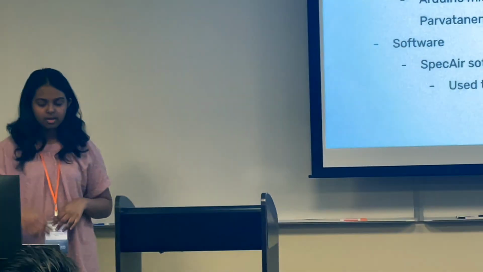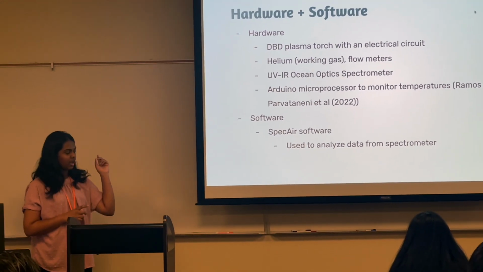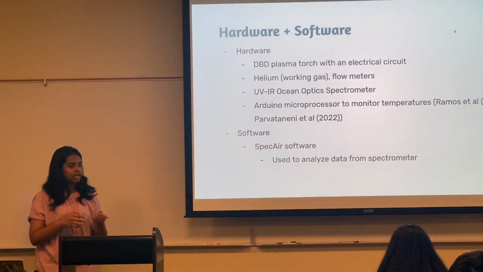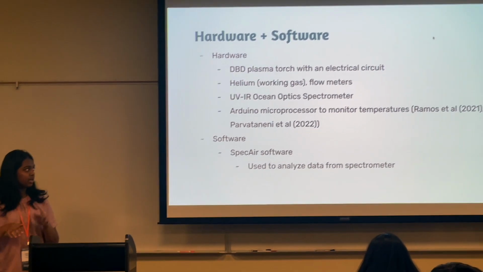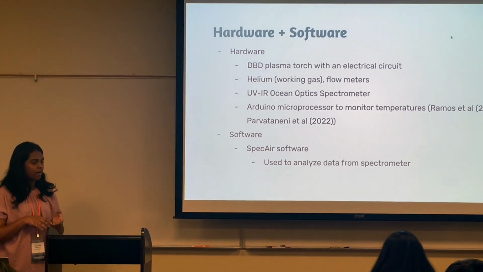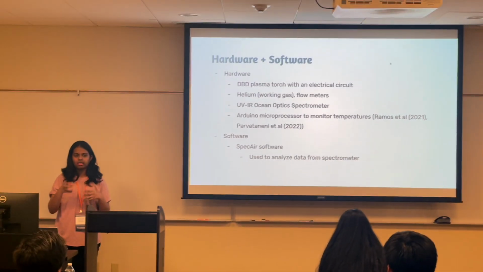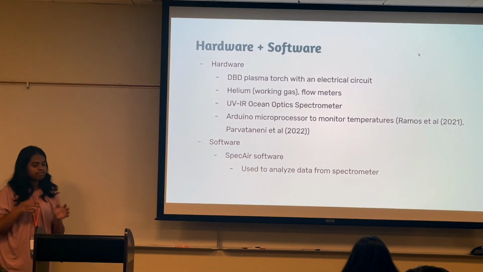And to do that, we've conducted emission spectroscopy and used the SPECAIR software to extract the information on the vibrational and rotational temperatures. Overall, we've used a DBD plasma torch with an electrical circuit, and that should be like a DBD multi-electrode plasma torch. We've used helium as our working gas and flow meters to basically control the flow of helium, and an Ocean Optics UV-IR spectrometer to get the data from the plasma itself, an emission spectrum that comes from the plasma.